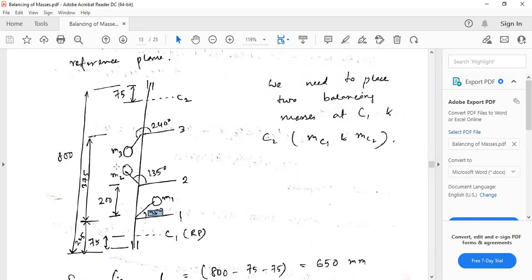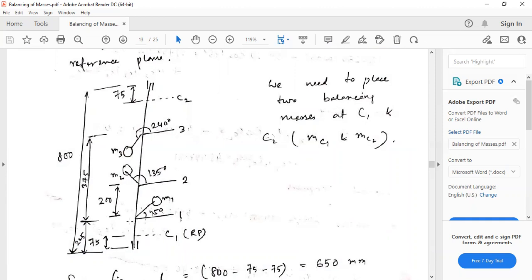Similarly for the second mass, the angle with the horizontal is 135 degrees, and the mass value and the radius value are given. For the third mass also, the mass and radius, which is the distance from the axis of the shaft to the center point of this mass, and the angle 240 degrees with respect to this horizontal line are given. Now the distance of the second mass from the first one is 200 mm, and of the third mass from the first mass is 375 mm. These distances are given.